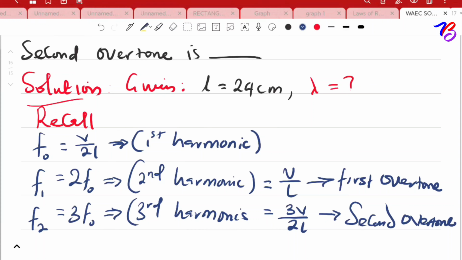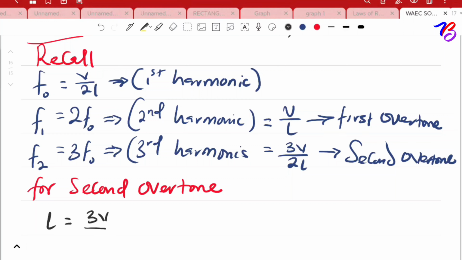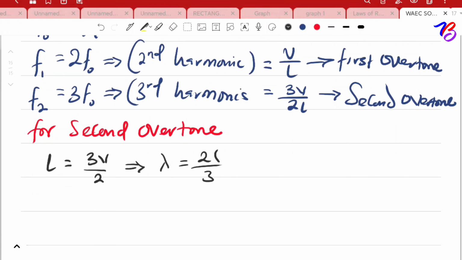Are you following? So now let's solve for this. That's what we are looking for. If we are solving for this, we might solve for F0, V over 2L, then substitute for F0 into 3F0. You have an option there, or you can decide to use 3V over 2L directly. So for second overtone, in case you have any questions, you can drop them in the comment section below. Let's proceed. L is equal to 3 wavelength over 2. Please, it is 3 lambda over 2, not 3V. The V there represents lambda, please. So lambda is equal to 2L over 3, if you are making lambda the subject of the formula.